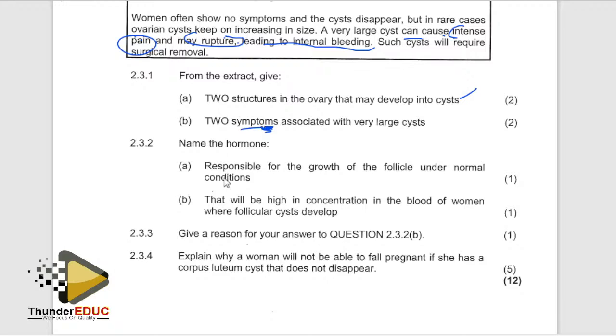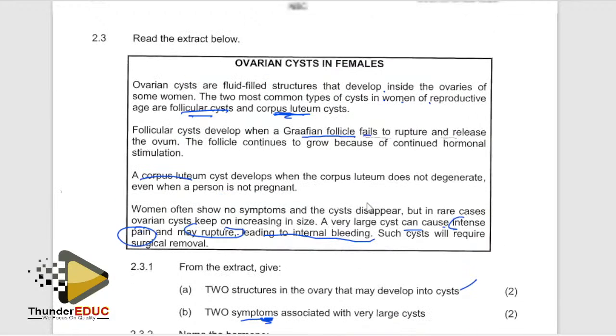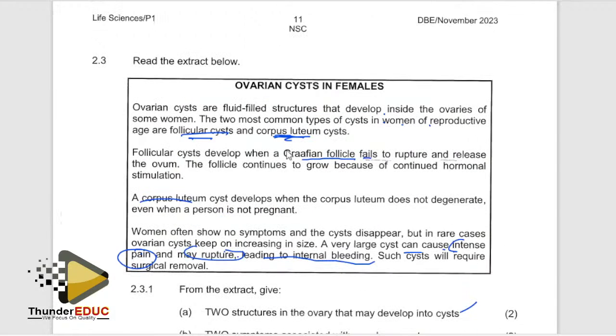Name the hormone that is responsible for growth of Graafian follicle or follicle under the normal conditions. That is follicle stimulating hormone, the hormone which stimulates the development of the Graafian follicle. That will be high in concentration in the blood when the follicle cyst develops, when the Graafian follicle fails to rupture.